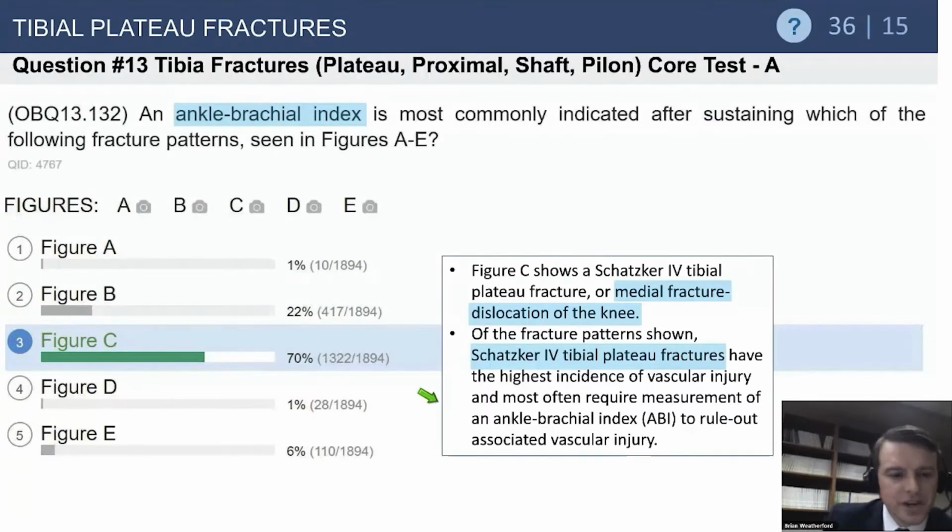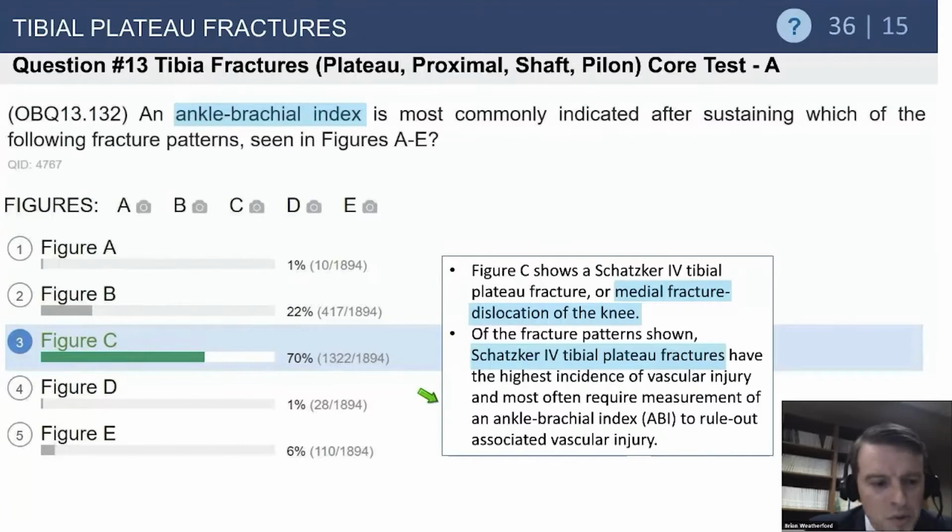Okay. It's figure C. So, that was the medial tibial plateau fracture. Why is that? Okay, so figure C was a Schatzker type 4 or a displaced medial plateau. This is considered a fracture dislocation.